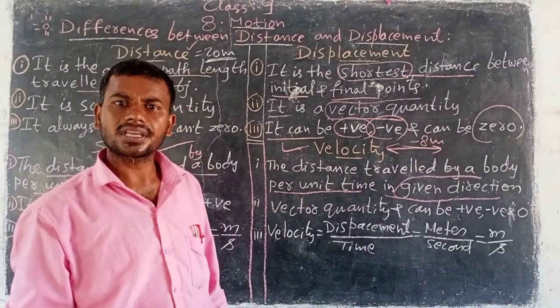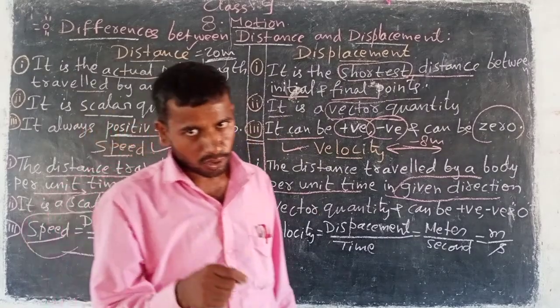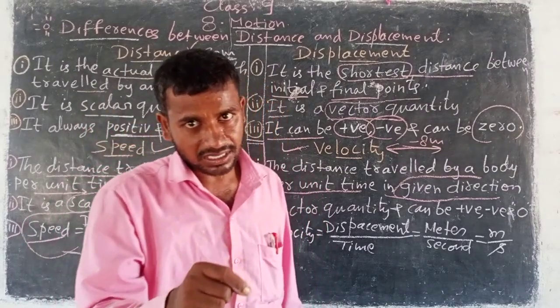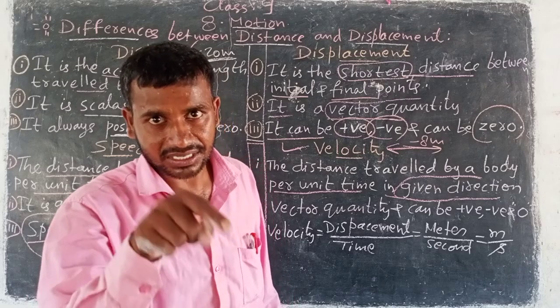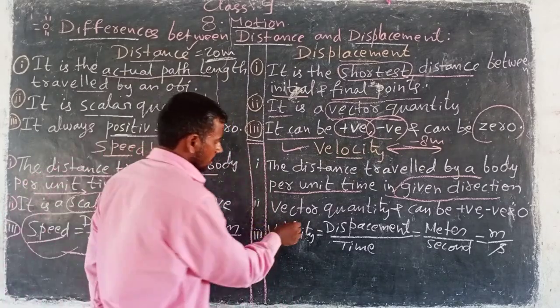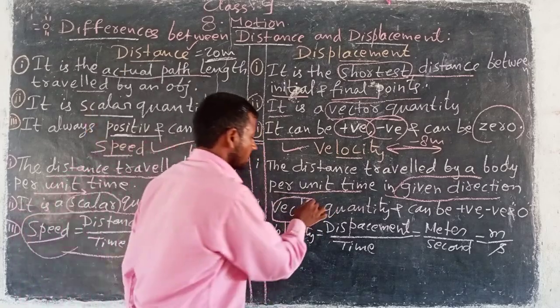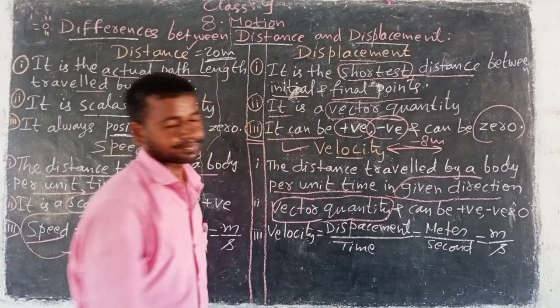Okay, one body maintaining velocity, in which direction? Direction is important. Here, it is a vector quantity. What is velocity? Velocity is a vector quantity because it maintains direction.